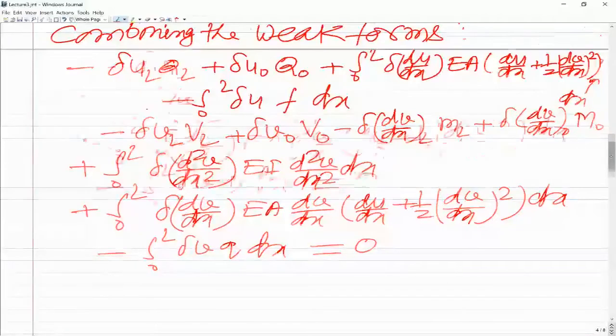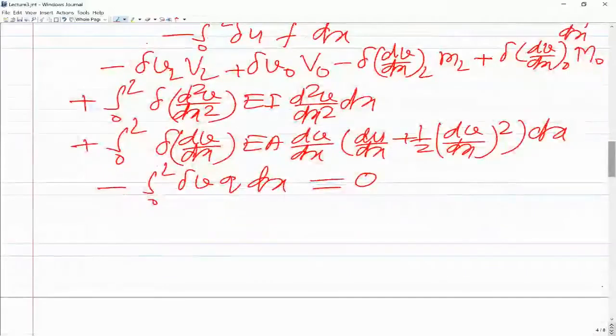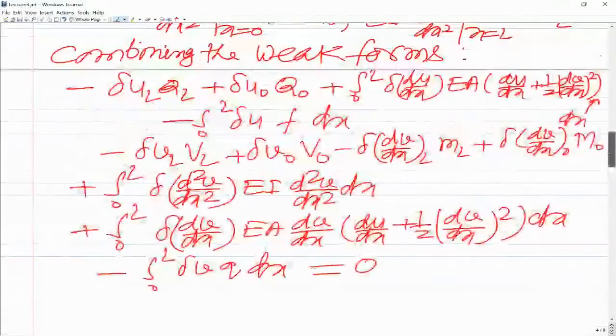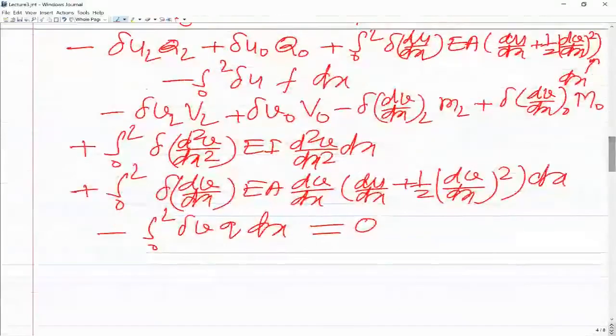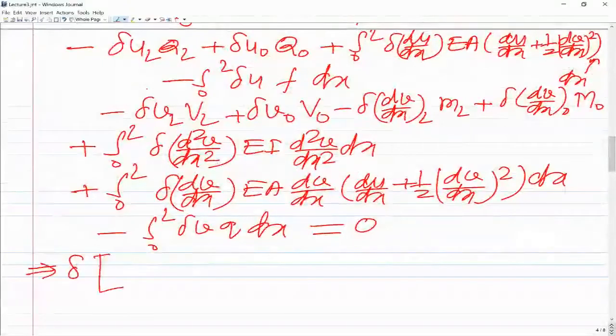And now, as I explained to you, to write the weak form, the integral functional, we take the delta common out. So now from this we are going to take the delta common. So now we want to write this delta into common thing.